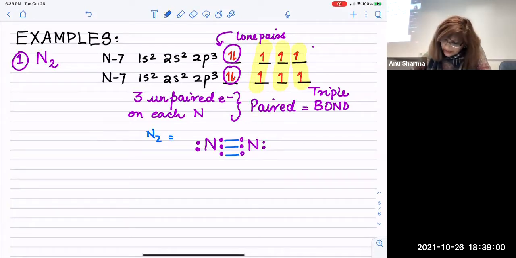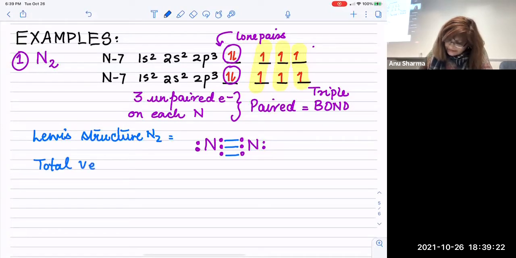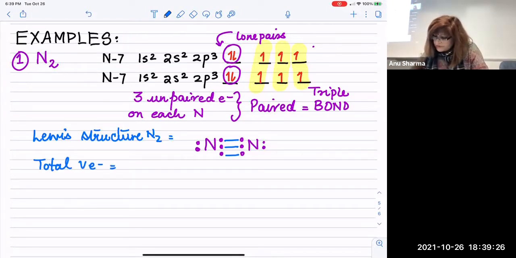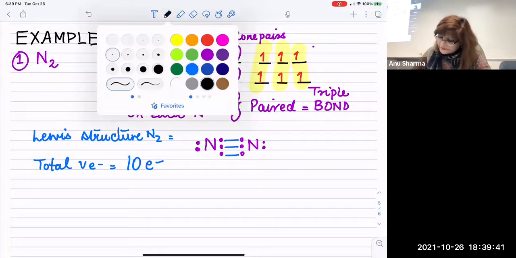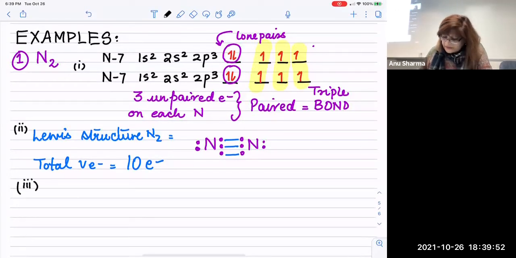Now comes the next question. The total valence electrons of nitrogen are 10 electrons. So this is all fine. That is with N2. This was the first step, and this is the second step, the Lewis structure. And then the third step: how many sigma and how many pi bonds?